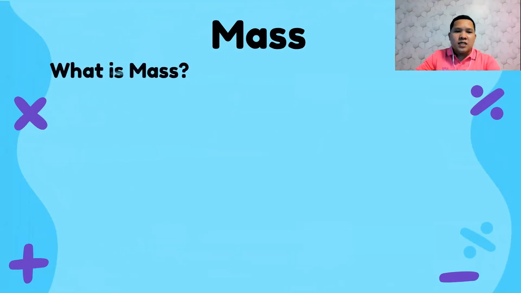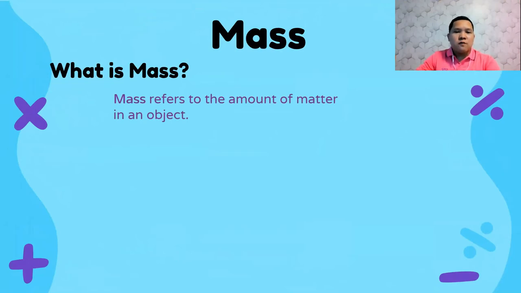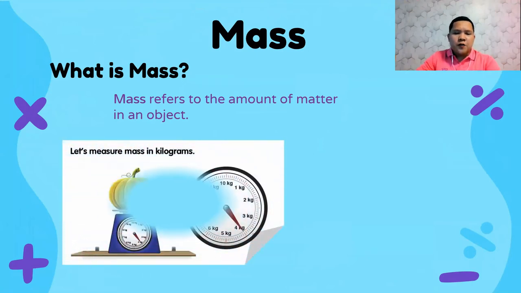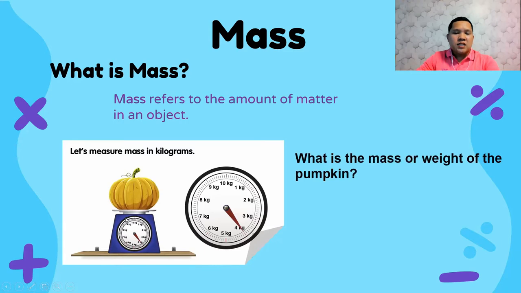All right, class, what is mass? Mass refers to the amount of matter in an object. For example, you have a picture of a pumpkin and a scale. What is the mass or weight of the pumpkin? It is 4 kilograms. It's very easy. All you have to do is count: 1, 2, 3, 4. 4 kilograms.